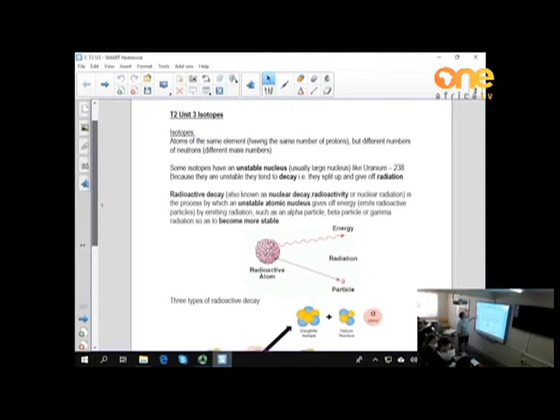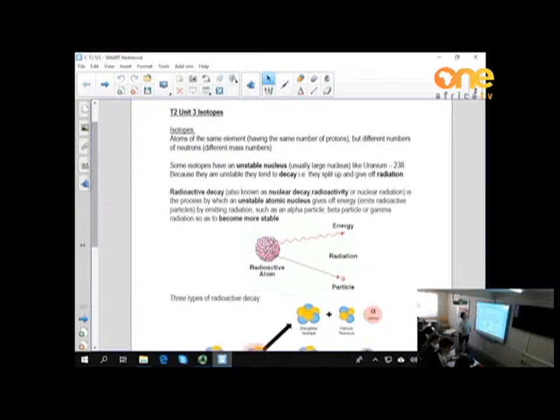Okay, the definition of an isotope. Atoms of the same element, in other words, they've got the same number of protons, but they've got different numbers of neutrons, in other words, different mass numbers. Please, especially if you see the definition counts 2 marks, explain atomic number and mass number.